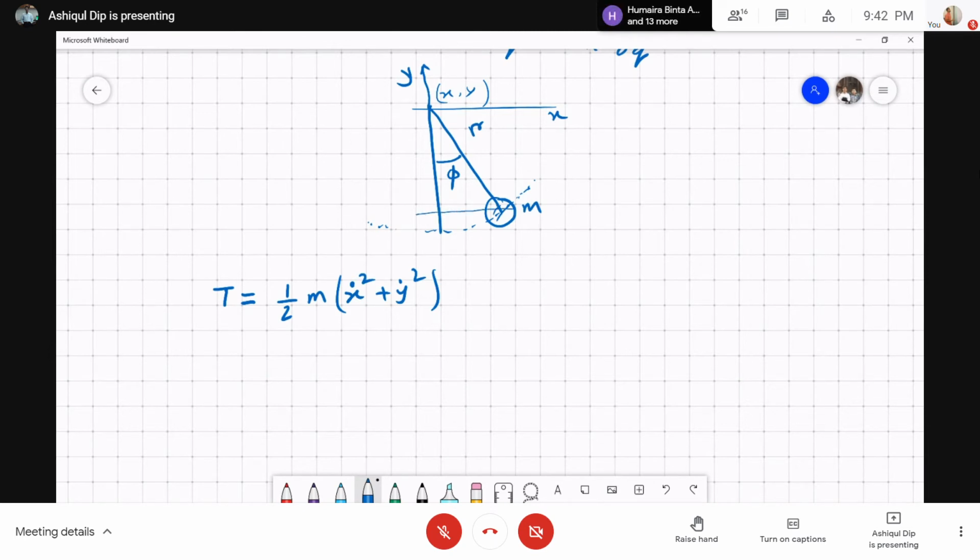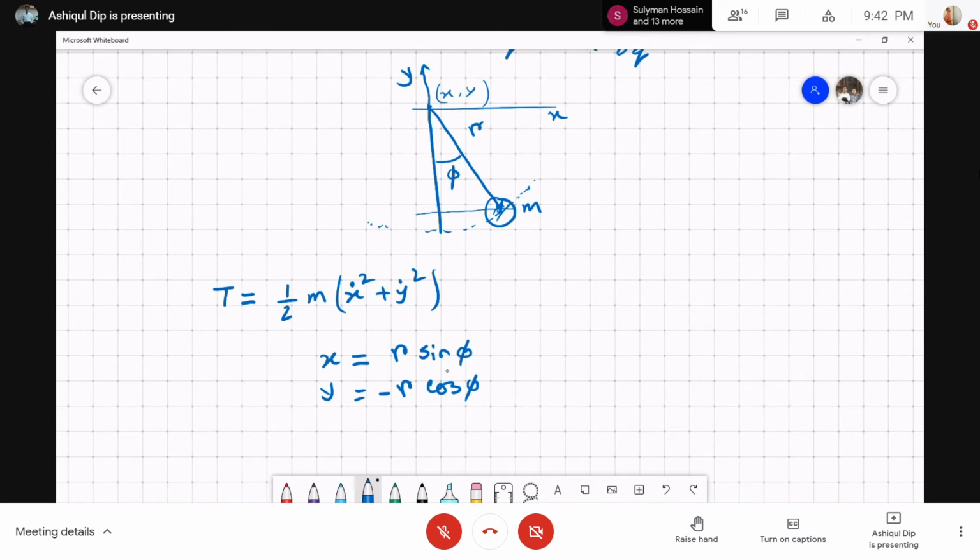Then the question is, what is the x value over here? Here x equals r sin phi. Are you sure? Yeah, x equals r sin phi. And then y equals minus r cos phi. Is that correct? Yeah. Okay, great.